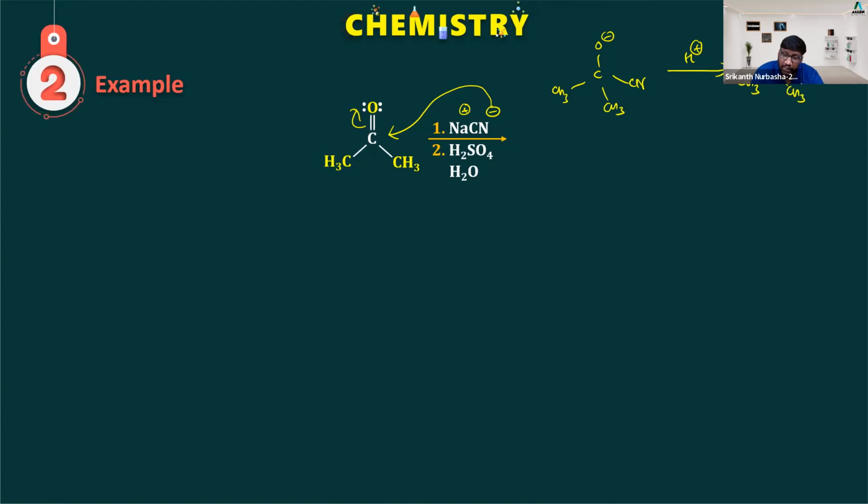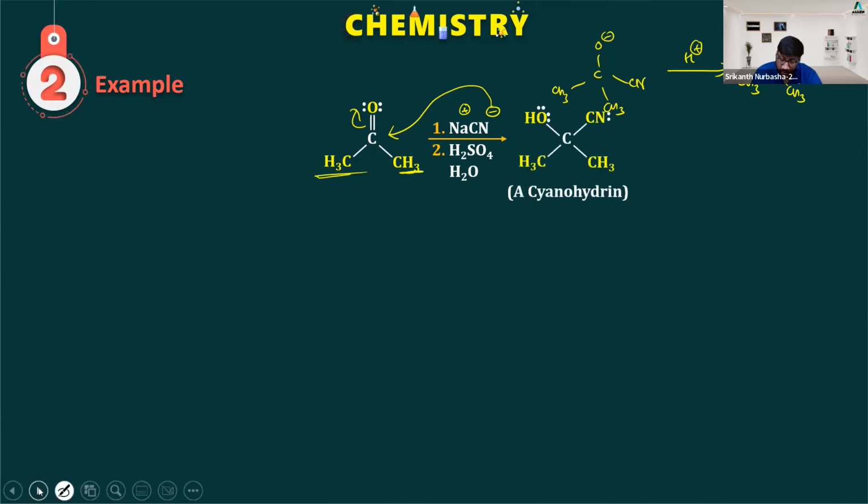Is it going to be chiral or achiral? Achiral, because the two methyl groups are the same, so it is not a chiral carbon. A cyanohydrin is going to be formed, CH3, COH, CN, CH3.